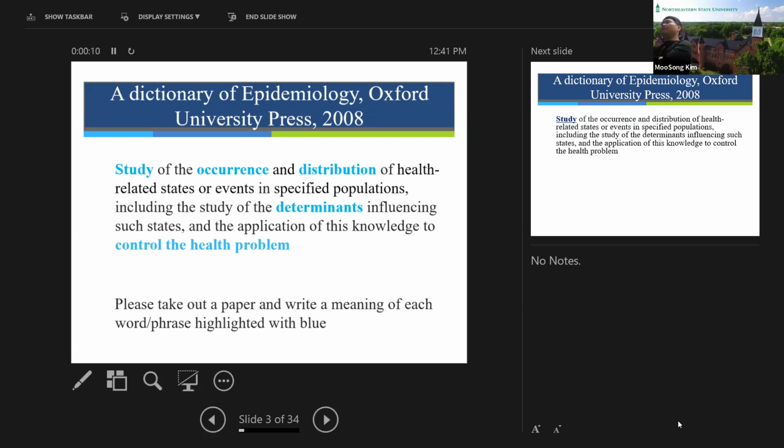Think about what is the meaning of study, and then occurrence and distribution, determinant, and control the health problems. If we understand the meaning of these words, probably you can understand what epidemiology is.